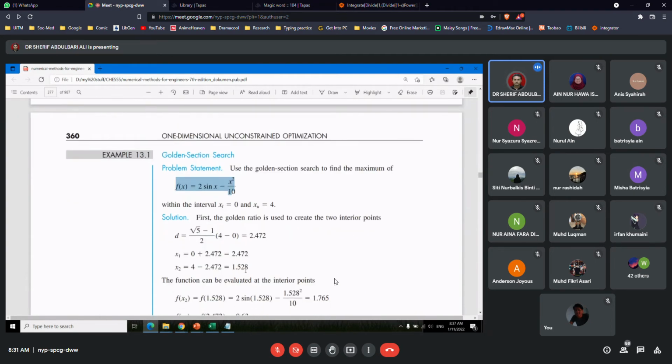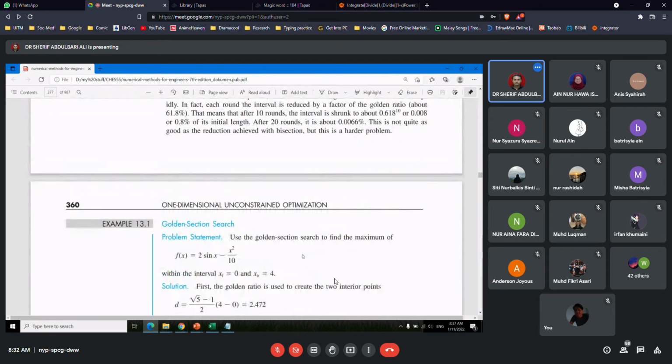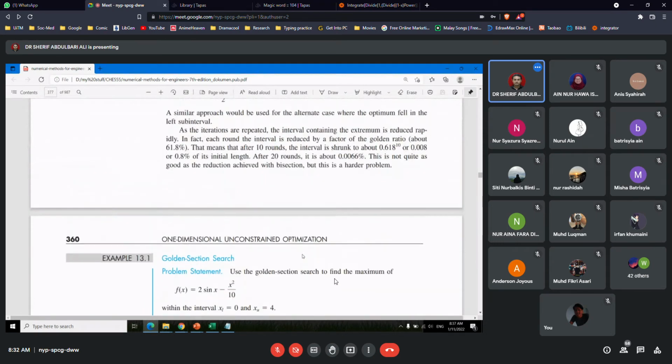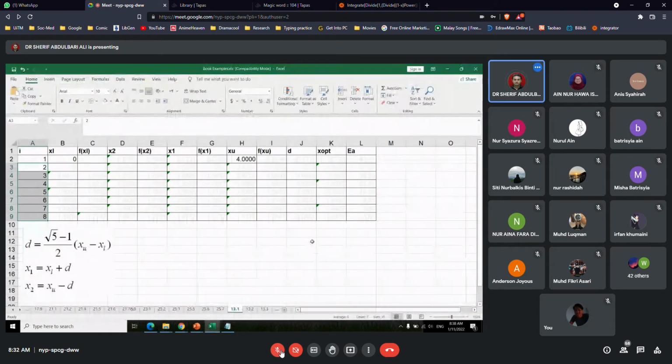I don't want you to look at the answer because I want you to do some iterations by yourself. If you didn't do the iteration by yourself, it means you don't understand how the method works. Just write the function and the initial values: x lower is equal to 0 and x upper is equal to 4. Okay, done. So now let's start.